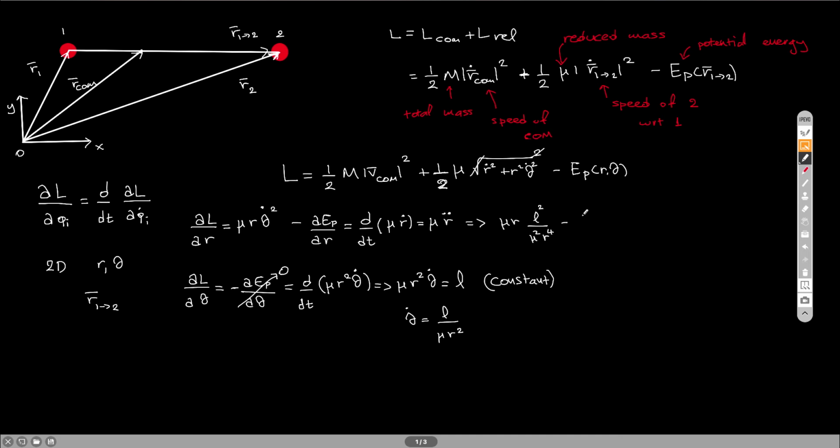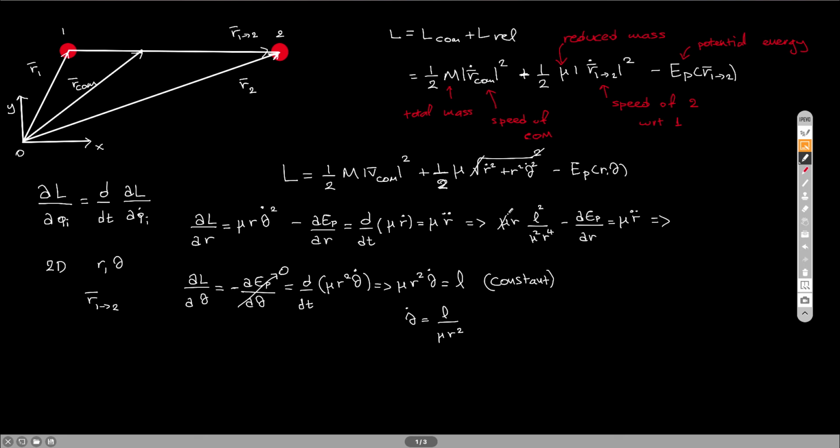and then I have minus the partial of the potential energy with respect to r. Now I did say that the potential energy does not depend on theta, it only depends on r, which means that this is no longer really a partial derivative. This is a dU over dr. And this is equal to the reduced mass times r double dot.